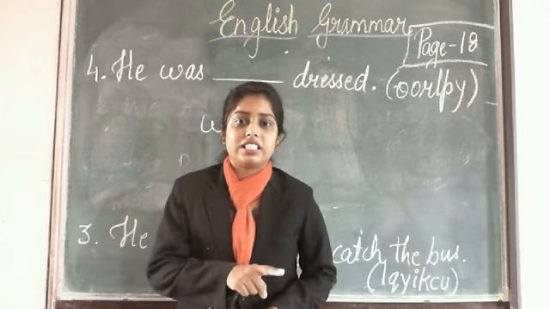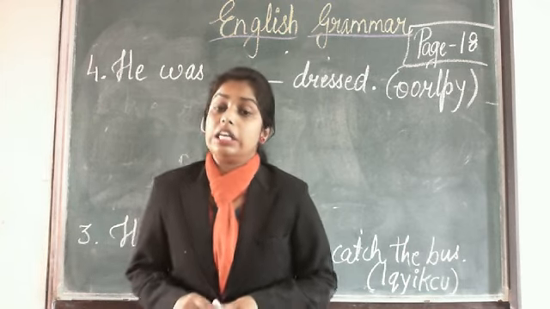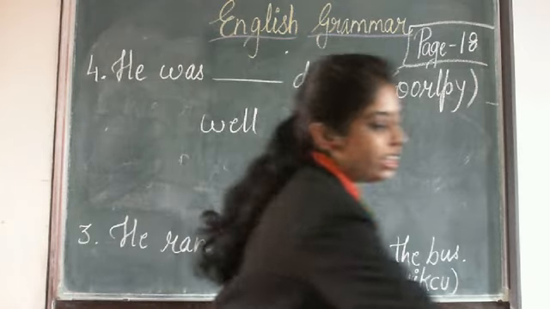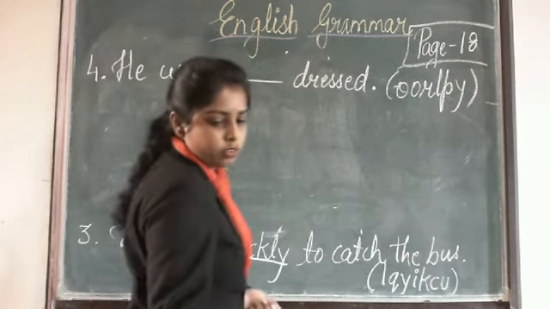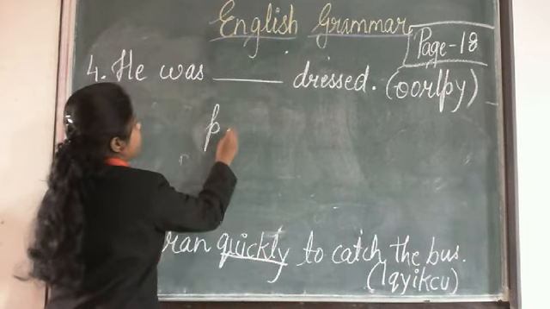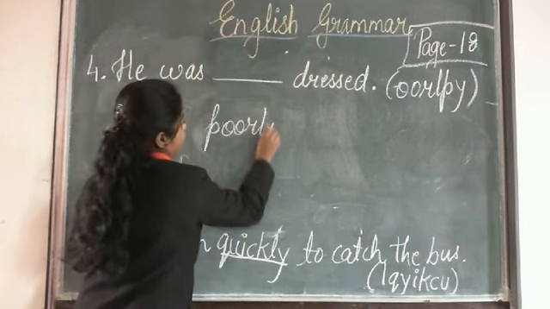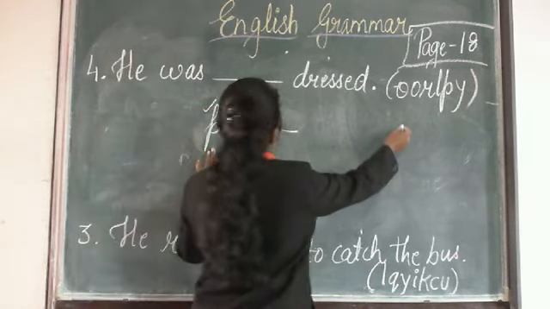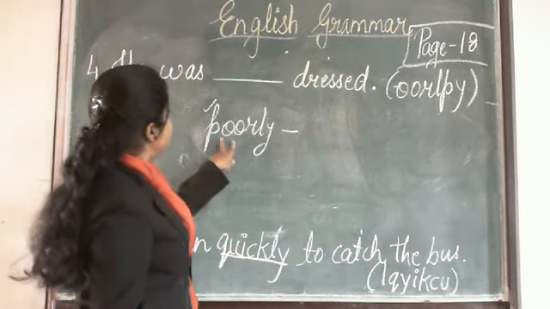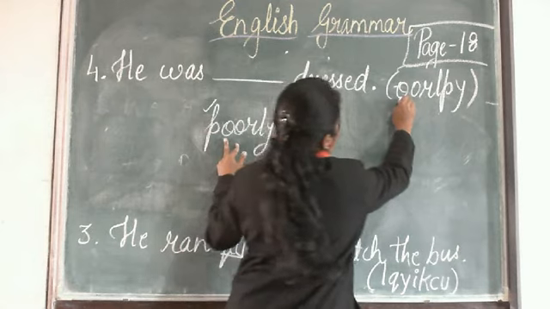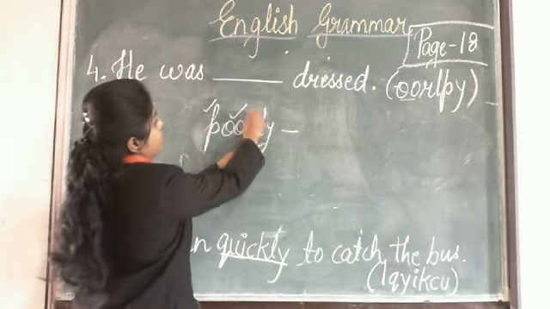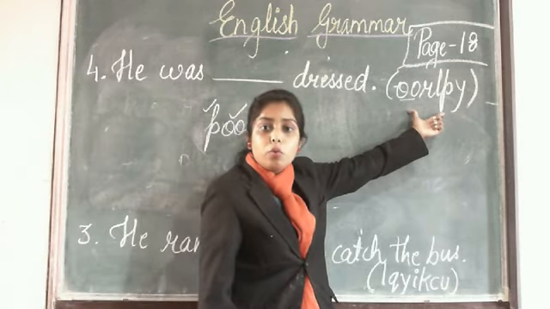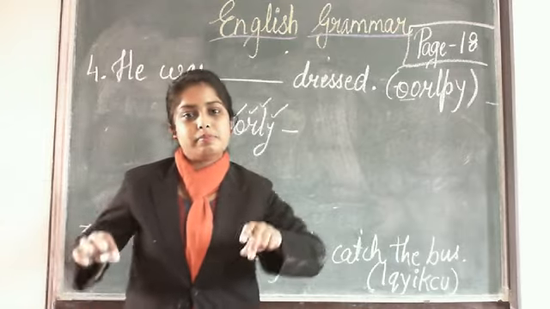He was poorly dressed. Okay. So let's see we can make the spelling of poorly or not. The spelling of poorly is P-O-O-R-L. Let's see. P is there, right? We require 2 O. So 2 O's are there, right? R is also there. L is also there and Y is also there. So yes, that's the adverb poorly.